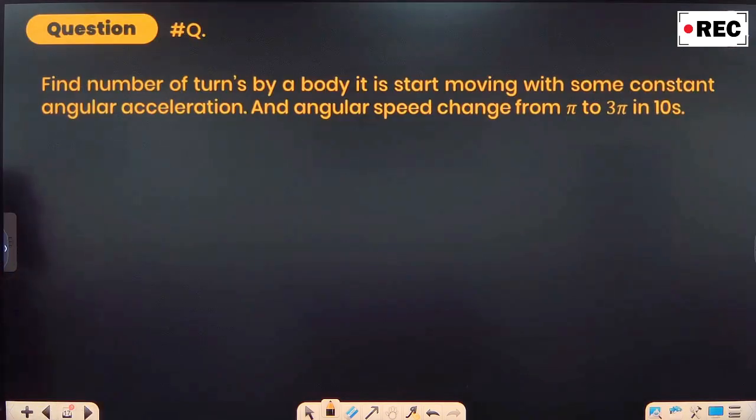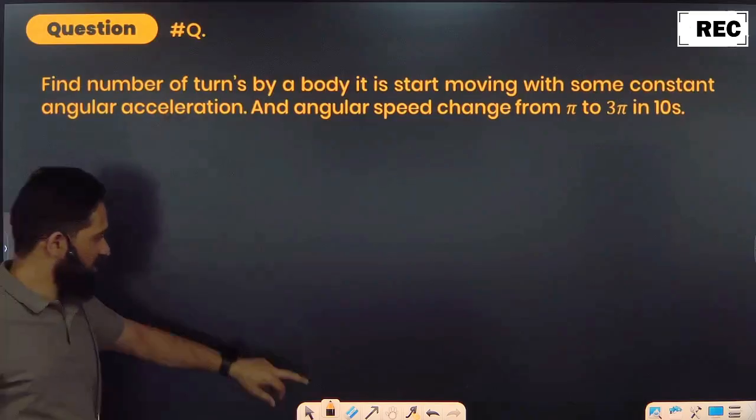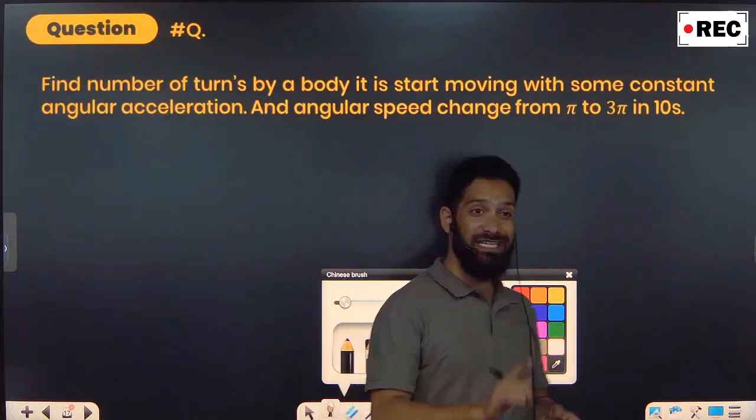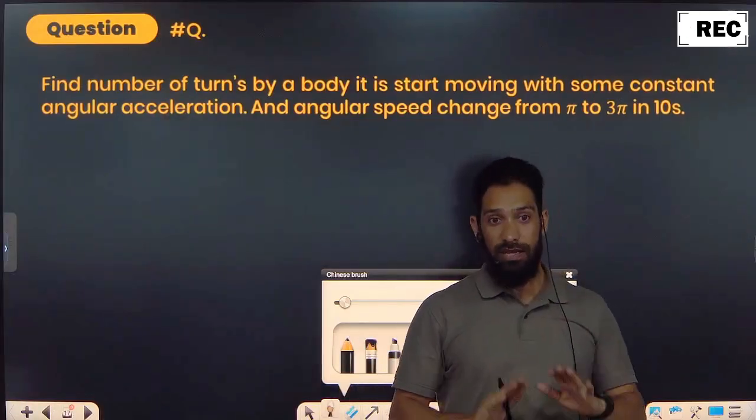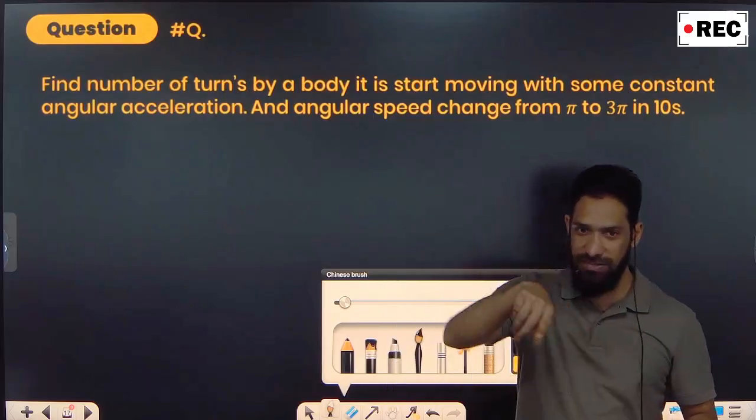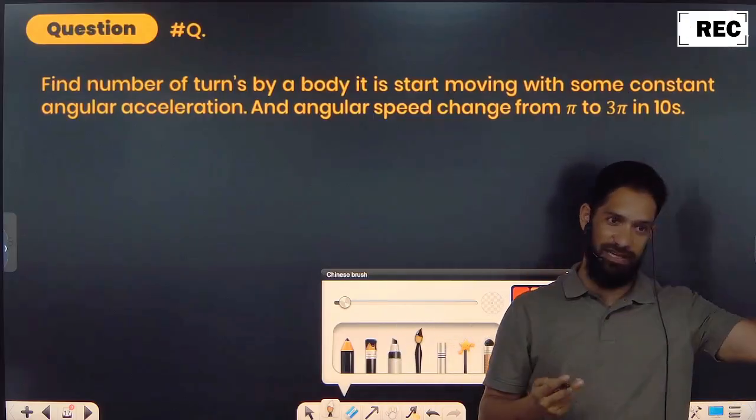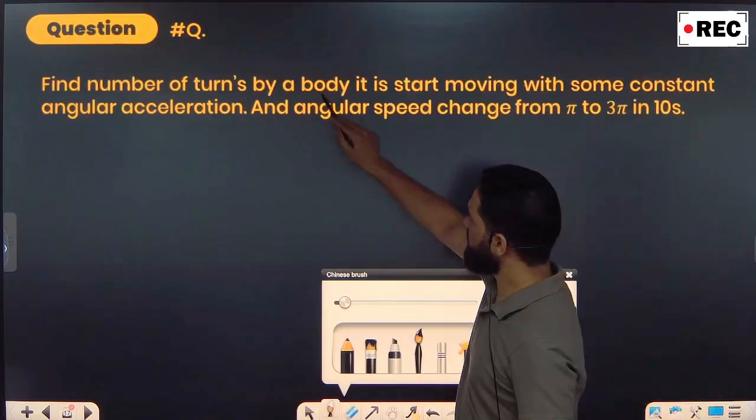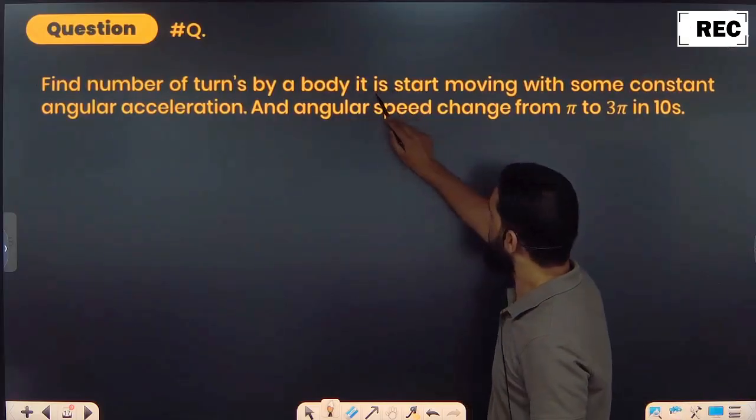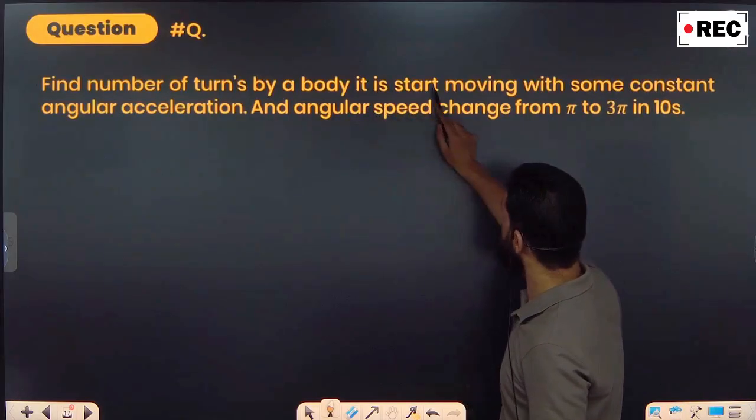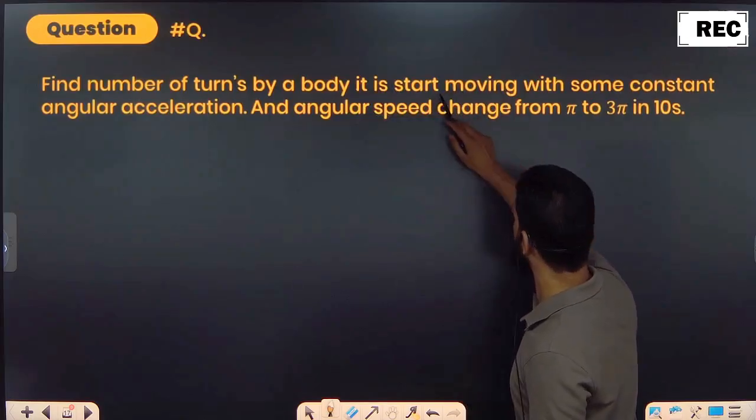See, number of turns. Number of turns का मतलब क्या पूछा? Displacement. Number of turns क्या है basically? Number of turns means angle कितना subtend हुआ. Angle subtended का idea क्या है इधर? Displacement. Number of turns by body. Find number of turns by body. It starts motion. नहीं, grammar भी गलत है इधर.